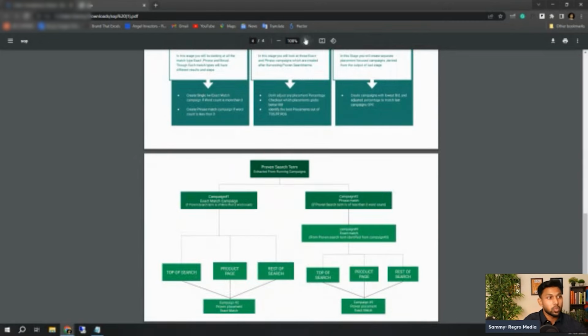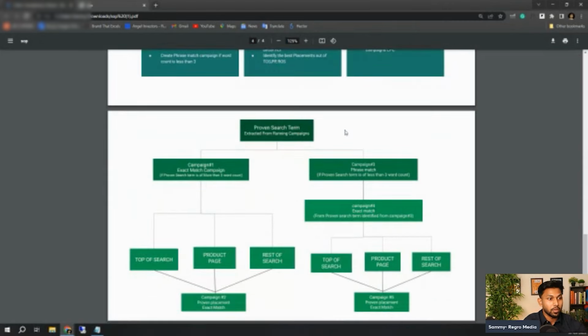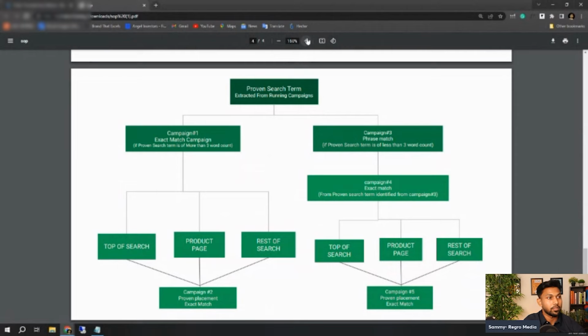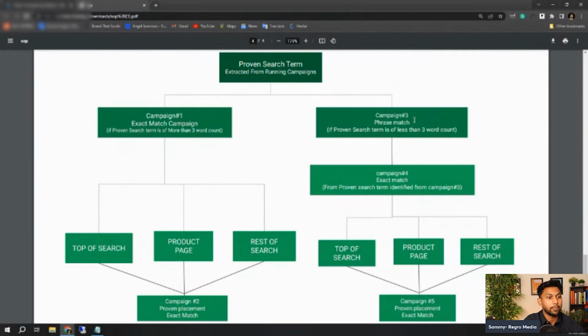Now let me just zoom this out. This is going to be important for you guys. So here you can see, if you are seeing it properly. Yeah. So, proven search term. Once we get proven search terms, obviously we create campaign 1, which is the exact match campaign, and campaign 2, which is a phrase match campaign.